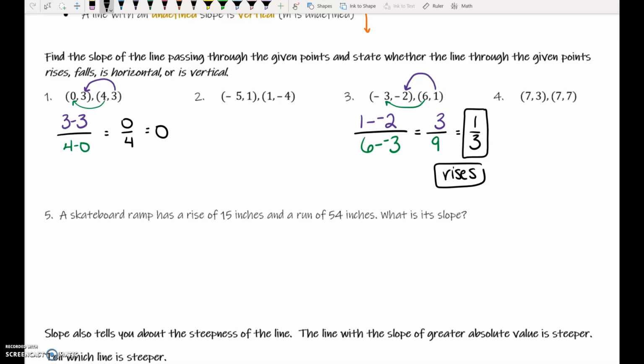If I have 0 candy bars and I split them up among 4 of you, how many candy bars do the 4 of you get? 0. It is possible to do that. So this is a 0 slope, and that means it is a horizontal line.